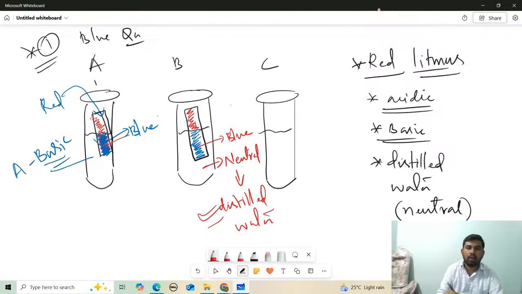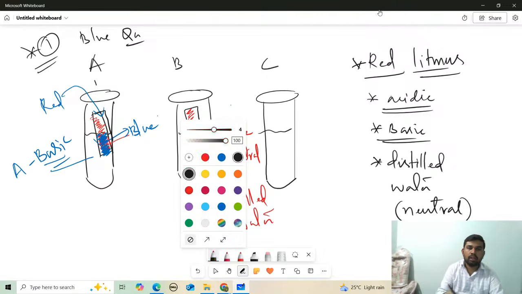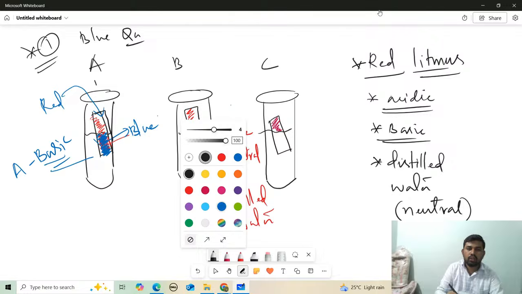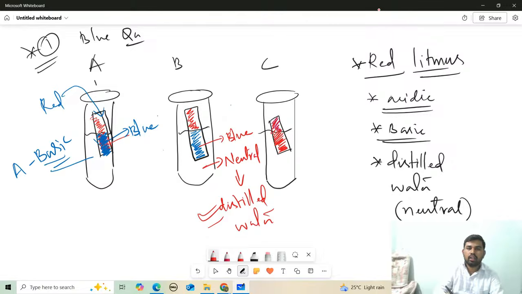Suppose we give the same paper again, where some part is red and some part is blue, and it turns into red color. Then it is an acid. Remember.